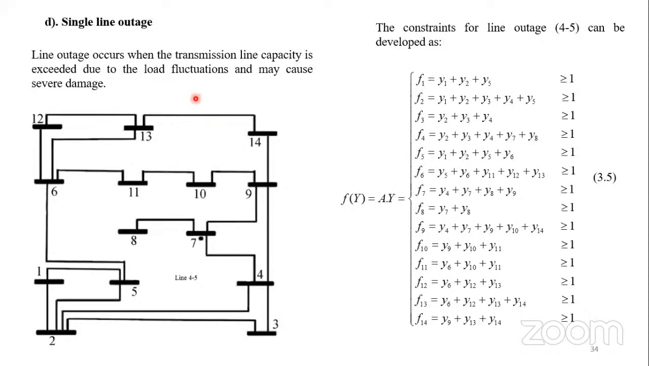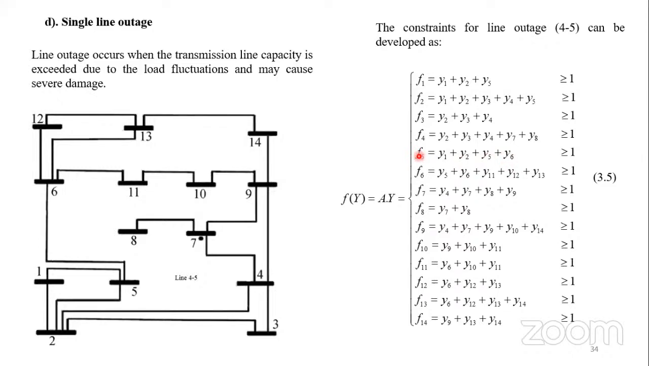Now, again, the problem happens when we talk about the line outage. Let's say line 4-5 fails. How will this constraint come? We'll see that there is some change in F4 and F5. As you are seeing here, F4 is y2 plus y3 plus y4 plus y7 plus y8 is greater than or equal to 1, and F5 is y1 plus y2 plus y5 plus y6.